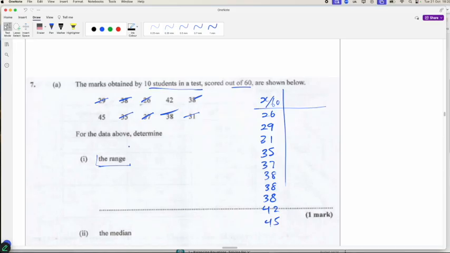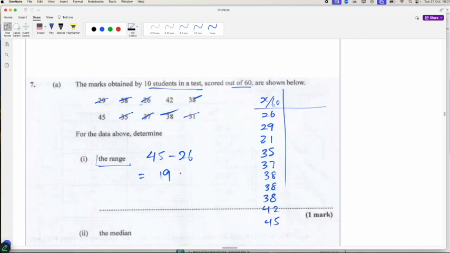In a simple range question, you can see we don't have to use boundaries here. We just have to use your normal 45 minus 26. Where's my calculator? Oh. Start our math class and I can't even find my calculator. 45 minus 26 is 19. So it has a 19 mark span that these are getting.